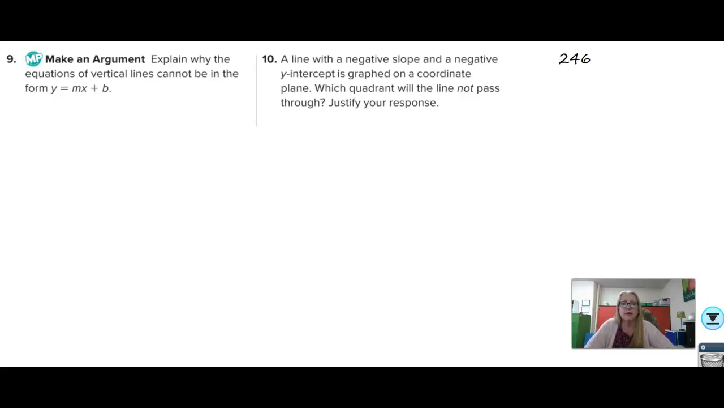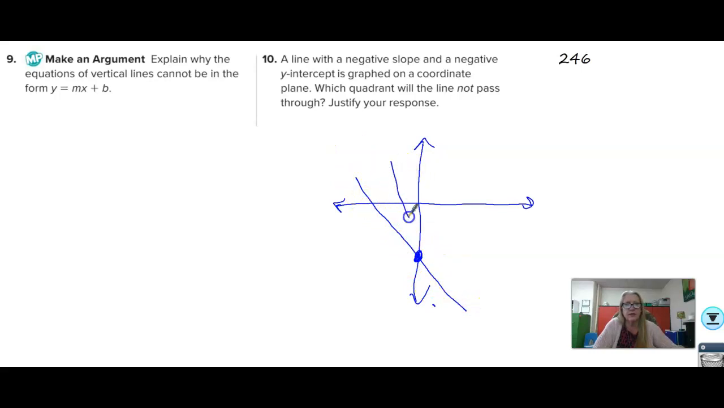I do like number 10 though. A line with a negative slope and a negative y-intercept is graphed on a coordinate plane. Which quadrant will the line not pass through? Let's think about that. If we had an xy system here, and we have a line that has a negative y-intercept, which means it's going to be down here somewhere, and it has a negative slope, so it's going to be going like this way, right? Nice negative. It could go this way, nice negative. It could go this way, nice negative. But what's it never going? What quadrant will it never go into? Quadrant number 1.